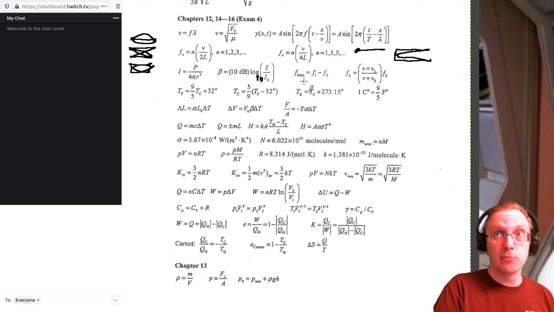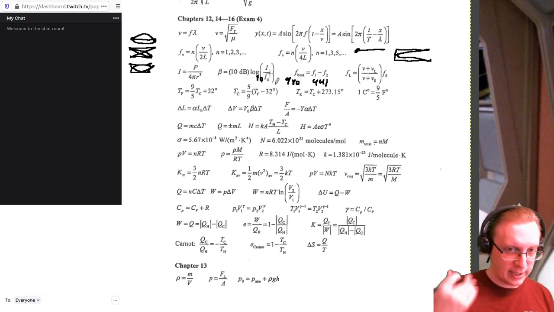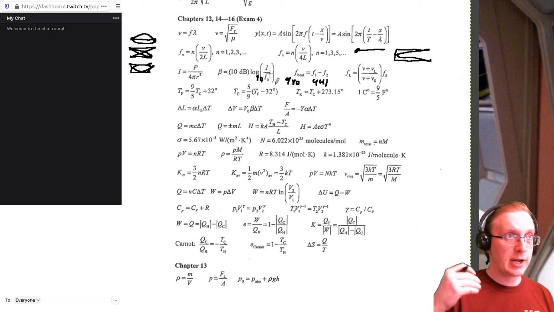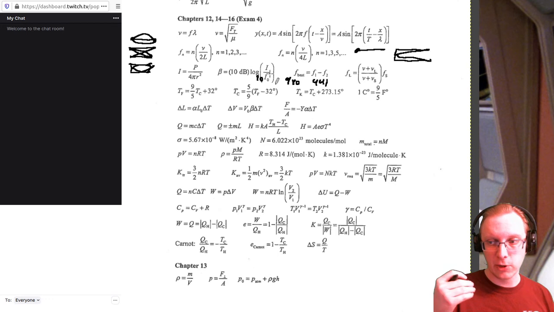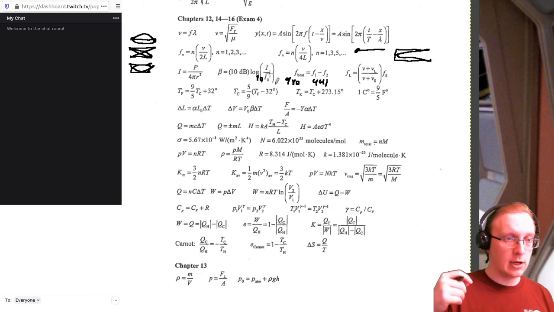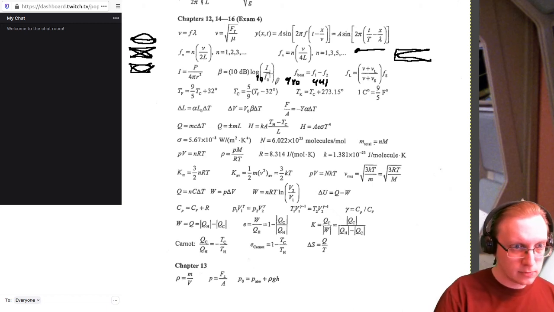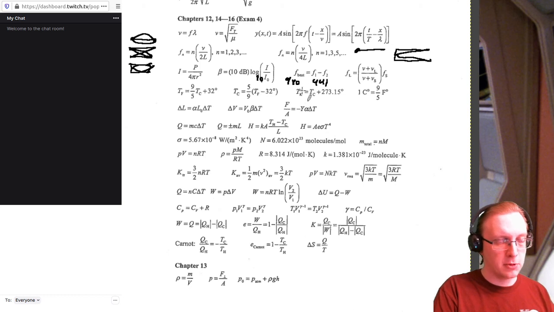This is the beat frequency of two sounds. So if you had, let's say, a 440 and a 441 hertz, then you would hear them pulse in and out. You'd probably hear something like a 440 and a half hertz sound pulse with the frequency of 1 hertz, and that pulsing would be the beat frequency.